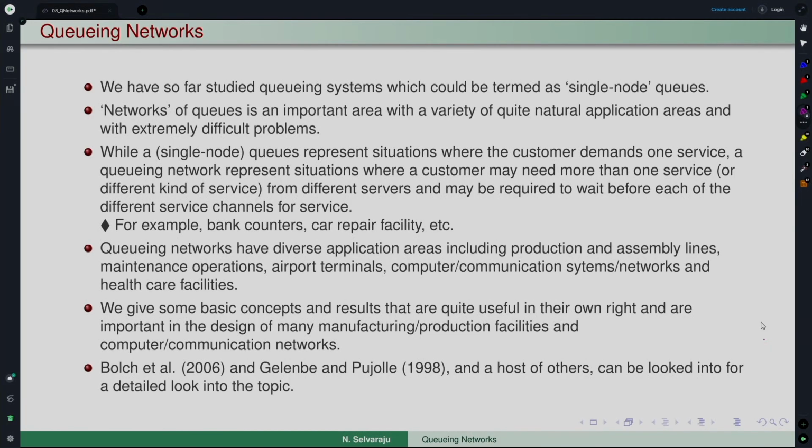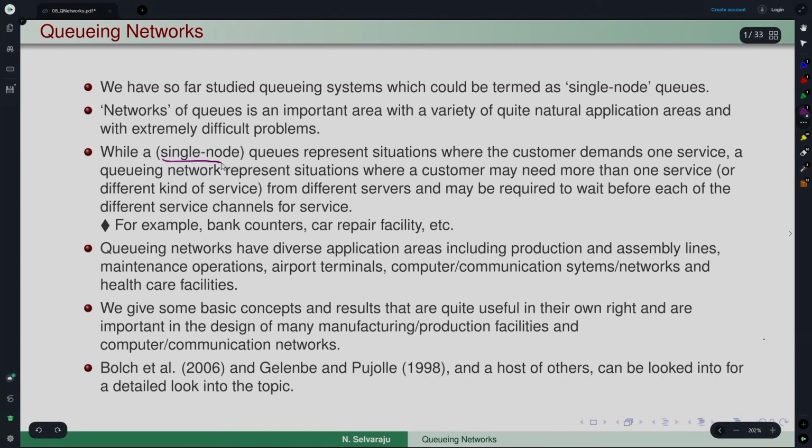And this is an important area which has wide applications in diverse fields, which occur quite naturally. And because of its complexity, it also poses extremely difficult problems for analysis once you go a little bit beyond the basics. Okay. So, that is the nature of queuing networks.